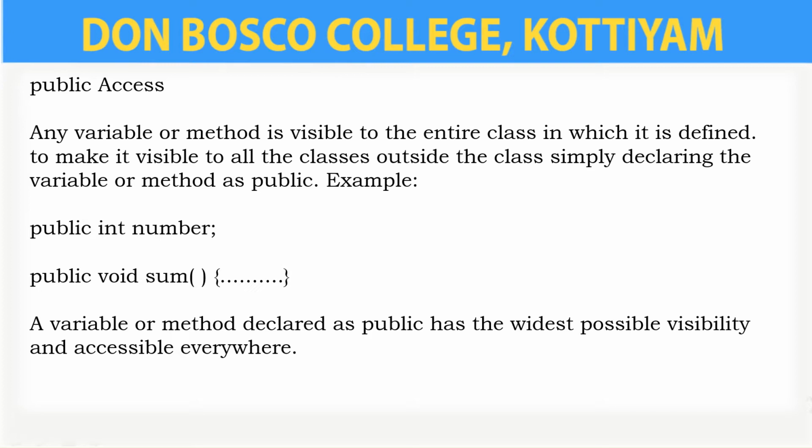If a method is to be declared as public, for example, public void sum of, then within the curly braces we will be writing the statements. So if the entire class needs to access the variable and method, we will be declaring that variable and method as public. And we know that a variable or method declared as public has the widest possible visibility, and those variables and methods are accessible everywhere in the class.